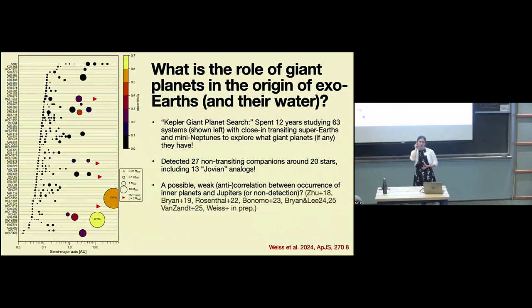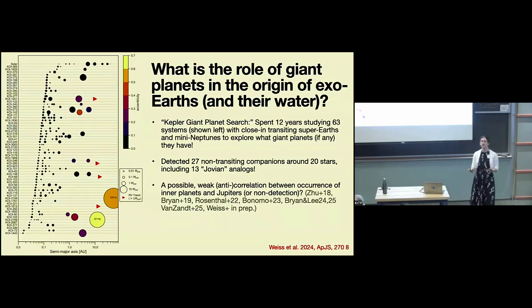One of the things that people are trying to decipher from this survey is whether or not systems that have a transiting super-Earth or mini-Neptune are more or less likely to have a giant planet than sun-like stars in the solar neighborhood. That is the basis of ongoing work. There's a lot of argument in the literature right now, with some studies claiming a possible but weak correlation. Other studies report an anti-correlation between the occurrence of inner planets and giant planets. So there's a lot of work going on this. I'm working on it as well.